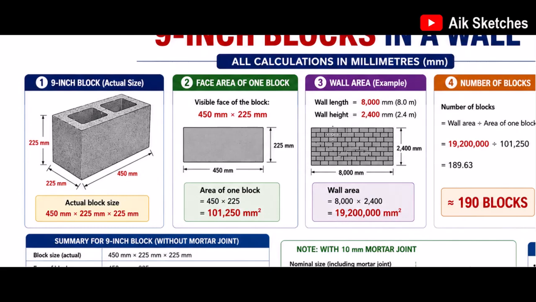Okay, so going on to the next phase, number 2, which is the face area of one block. The visible face of the block is 450 millimeter by 225 millimeter, and this is what we use in calculating the number of blocks we are going to need. This is the part of the block which is most needed in this calculation we are about to do, which is the calculation of the number of 9-inch blocks in a wall.